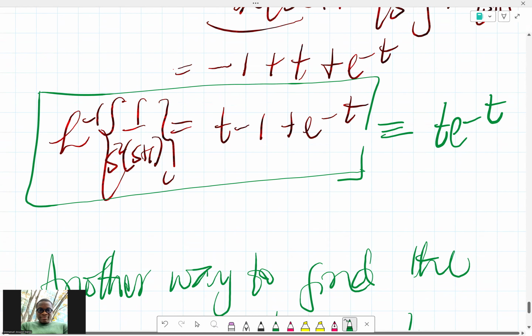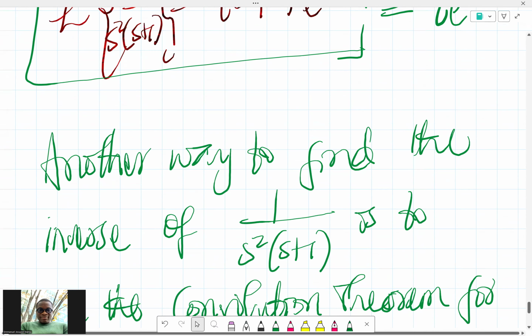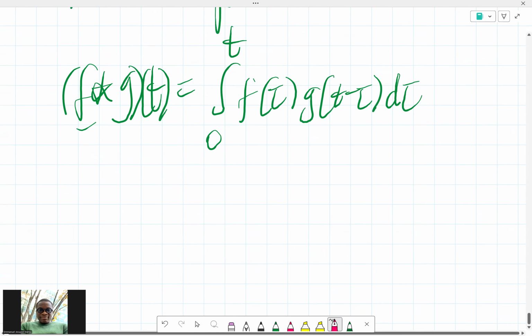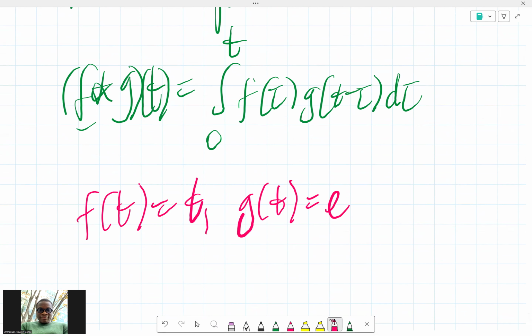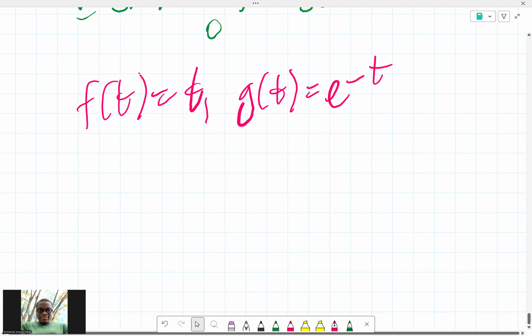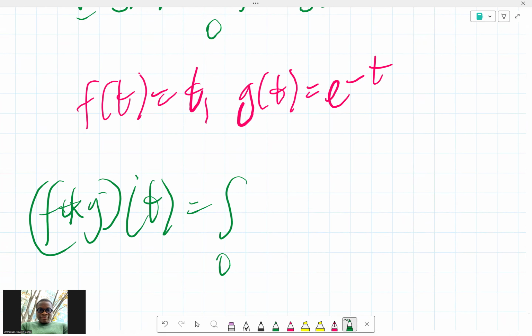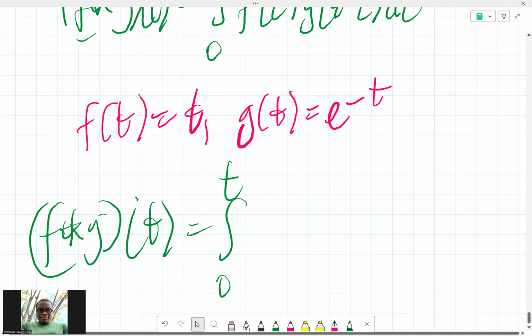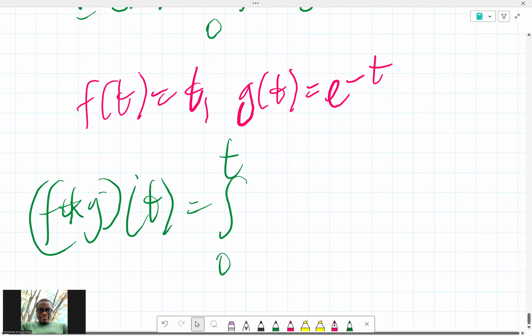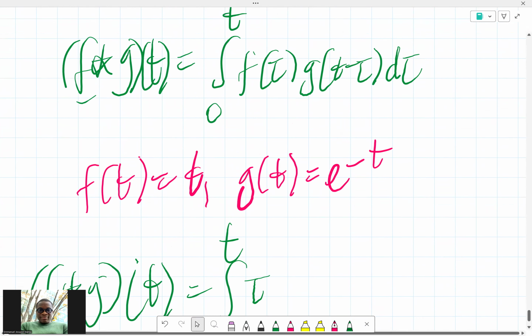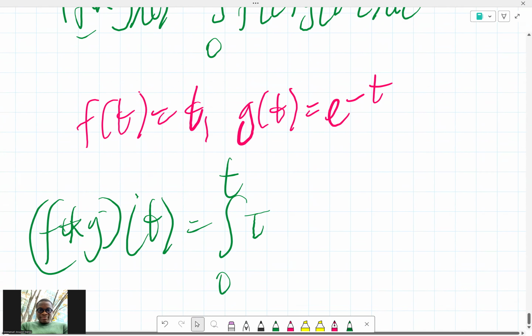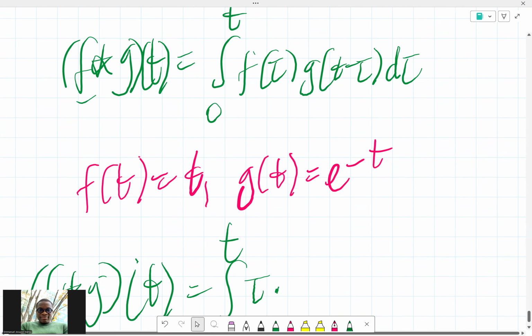We can use the same approach to get, so take note, t minus 1 plus e raised power minus t. That's the result. So if we do that here, we can remind ourselves that f of t is t and g of t is e raised power minus t. If that is the case, then f convoluted with g of t is equal to the integral from 0 to t of f of tau. Since f of t is t, f of tau will just be tau. And then we have g of t minus tau.